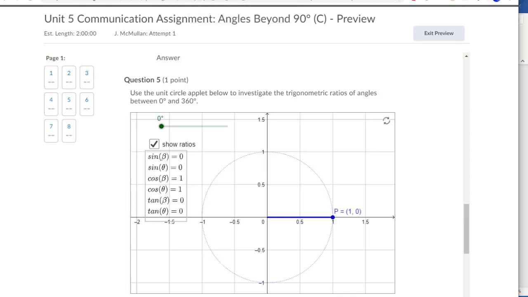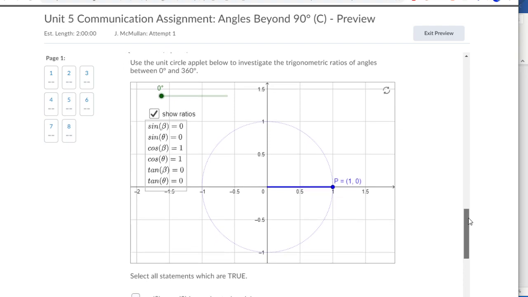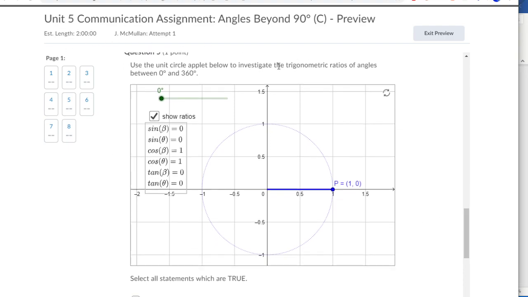For today's assignment, there's a utility that'll help you visualize this. If you look here for a sec. This applet talks about trigonometric ratios of angles between 0 and 360. Right now, I have an angle of 0 degrees, and that's why my initial arm and the terminal arm are right on top of each other, and you can't even really see an angle.